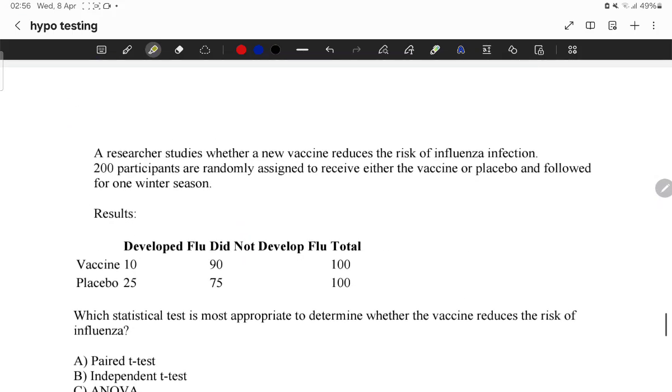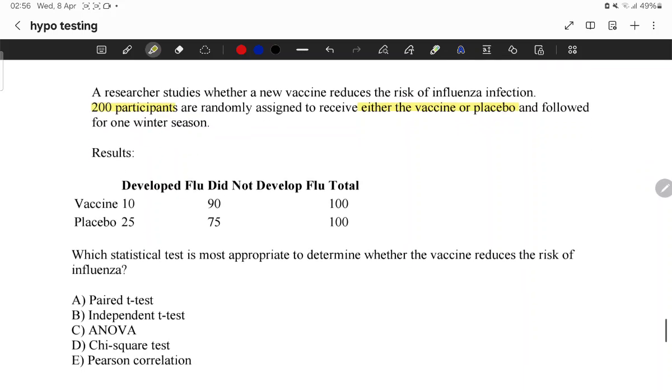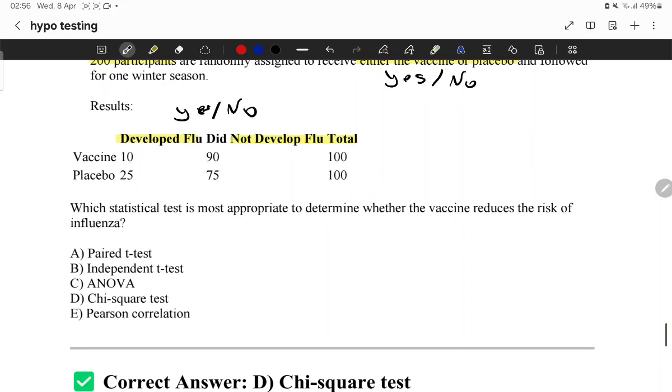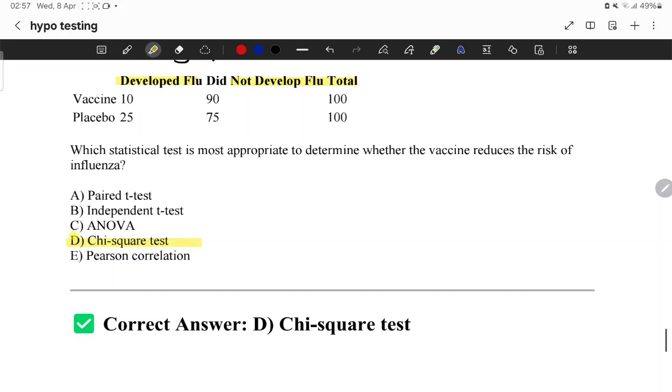Our case is a research studying whether a new vaccine reduces the risk of influenza infection in 200 participants. These 200 participants are randomly assigned to receive either the vaccine or placebo and followed for 1 month to see if flu develops. Our results, whether these participants developed flu or not. So vaccine or placebo is a yes or no. So it's a categorical. Developed flu or not is also a yes or no. So it's another categorical. As we said above, if there are 2 categories and we want to compare between them, we use the chi-square test.